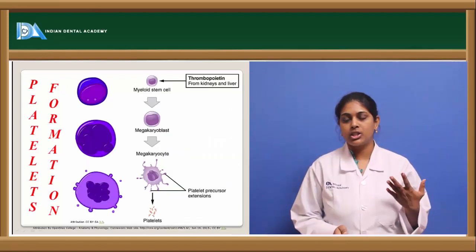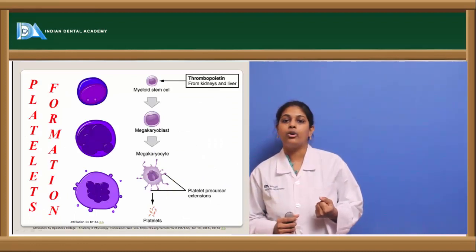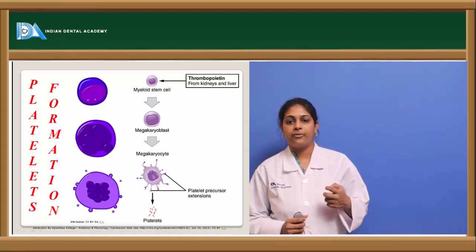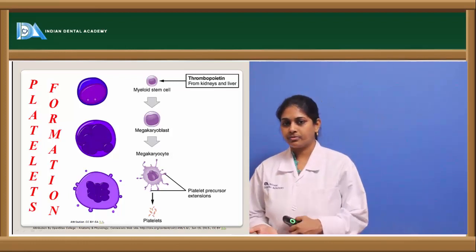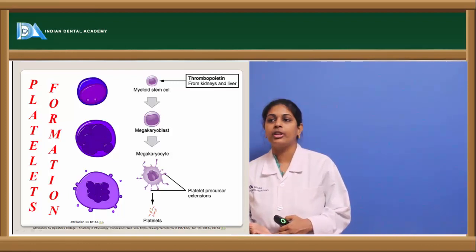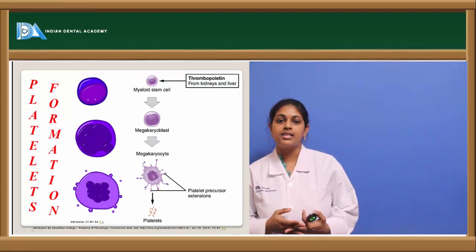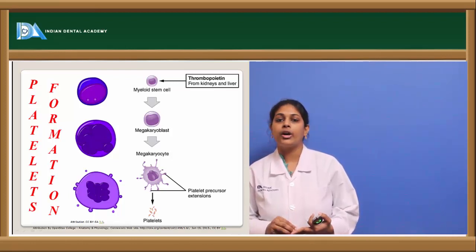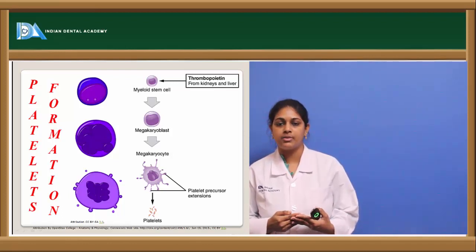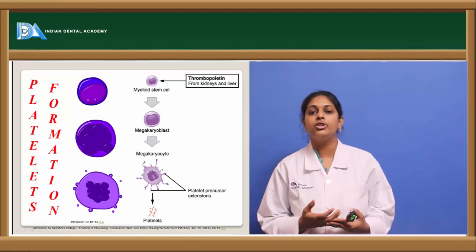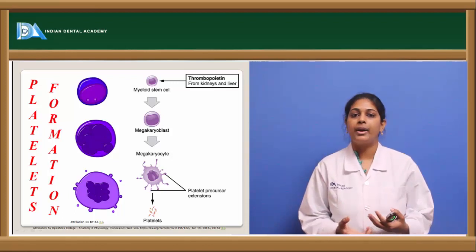And coming to how the platelets form. Usually the platelets are derived from the bone marrow, from the myeloid series of the cell. These platelets are formed under the influence of thrombopoietin, a protein which is synthesized in the kidney and the liver. This thrombopoietin starts showing its function by initiating the myeloid stem cell differentiation. Once the thrombopoietin is activated, it differentiates the myeloid stem cell into a megakaryoblast.